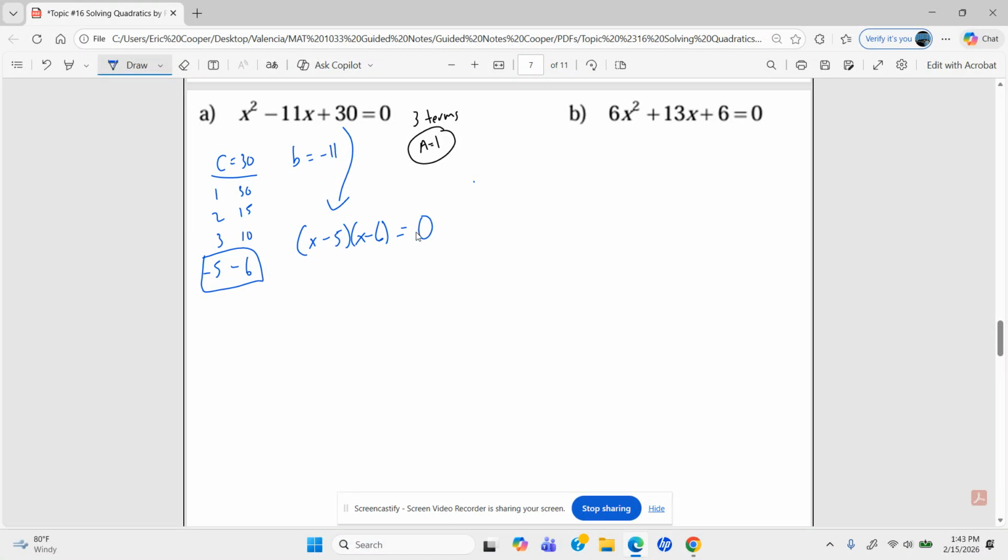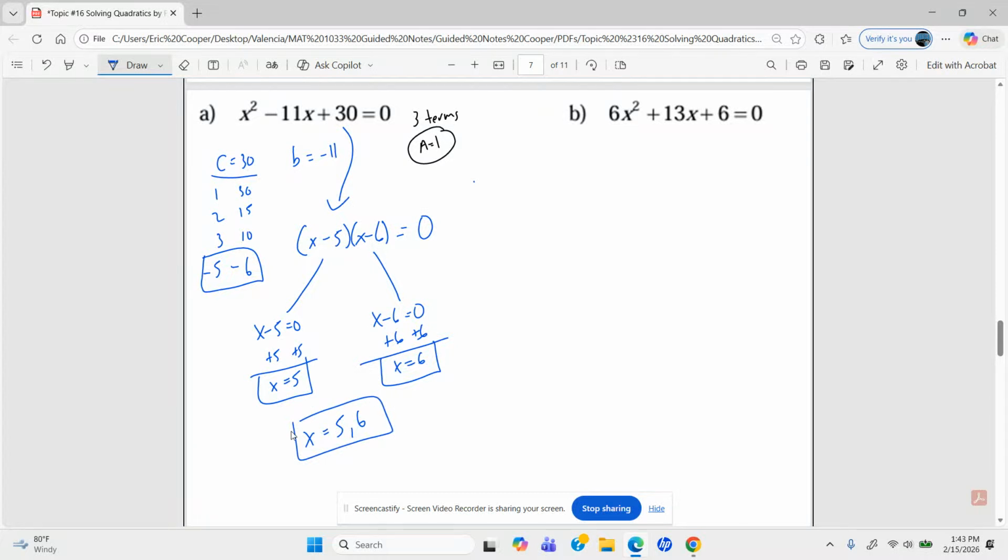But now we're setting them equal to 0. We're trying to find the values of x that would work in this case. If two things multiply to equal 0, we set each of them equal to 0 and find what their solutions could be. So if x minus 5 equals 0, that means one of the solutions is x equals 5. And we'll do the same thing over here. The other solution has to be x equals 6. So the only two solutions that work are 5 and 6.